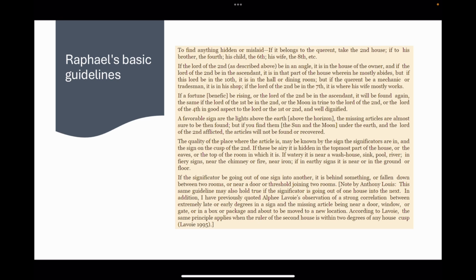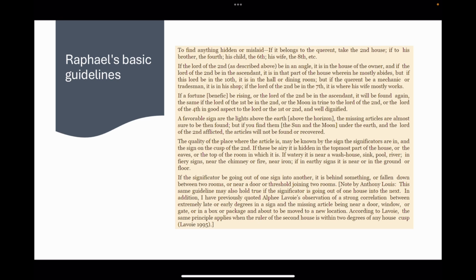The quality of the place where the article is may be known by the sign that the significator is in and the sign on the cusp of the 2nd house. If it is in an air sign, it is in the topmost part of the house, or in the top room.